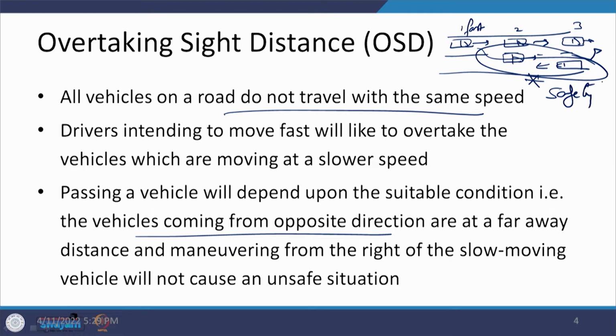So, this is one thing which we have to take into consideration. Now, looking at this aspect, it means the vehicle coming from the opposite direction should be at a distance away, so that when it comes to this particular location, the other vehicle which was desiring to overtake has already done the overtaking and has come back to its own lane. So, we are interested to look at those aspects, and therefore, unsafe situations have to be taken care of, and in that respect we are going to calculate the overtaking sight distance.